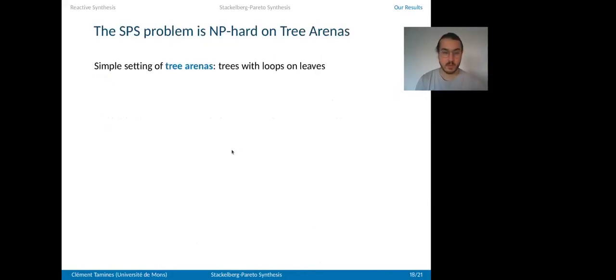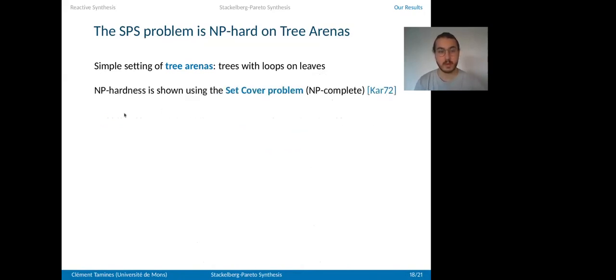We now consider the simple setting of tree arenas, which are trees with loops on the leaves, and we have shown that in this simple setting and for reachability Stackelberg Pareto games, the Stackelberg Pareto synthesis problem is NP complete. We have shown the NP-hardness using the set cover problem, which is also NP complete. I'll now recall this set cover problem.